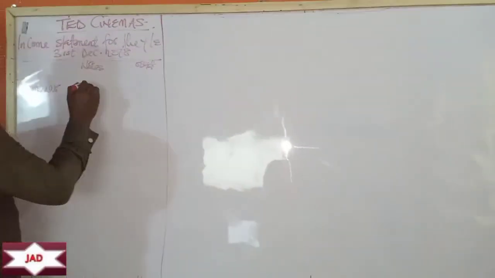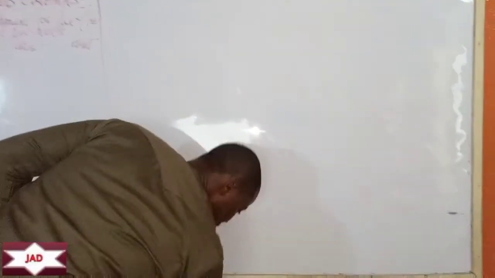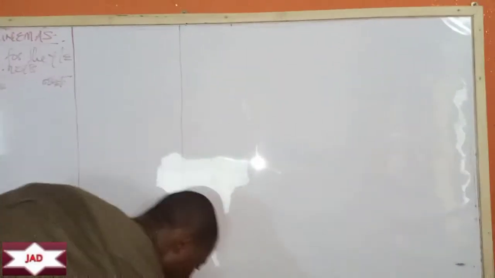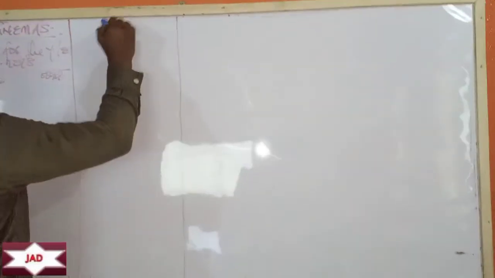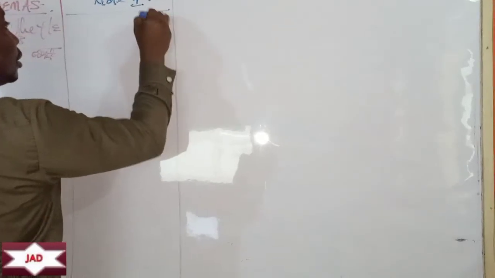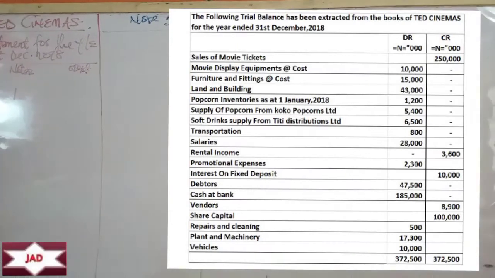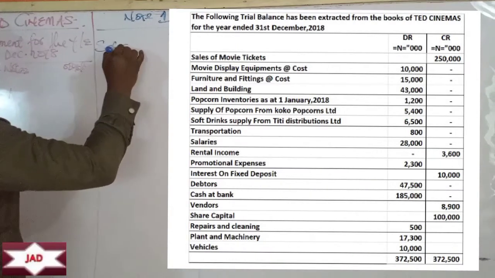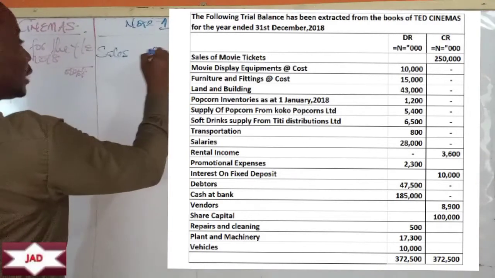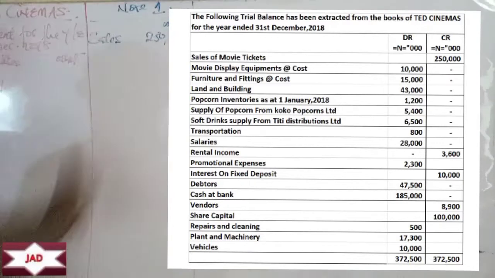So what's the first thing? Your turnover, which is more like your sales. So you can call that Note 1. Note 1. So what's the thing there? I can see sale of movie tickets. So we have our sales of movie tickets, 250,000. That's more like 250 million though, because we have three zeros up here.